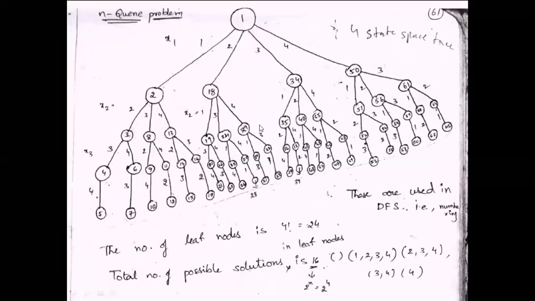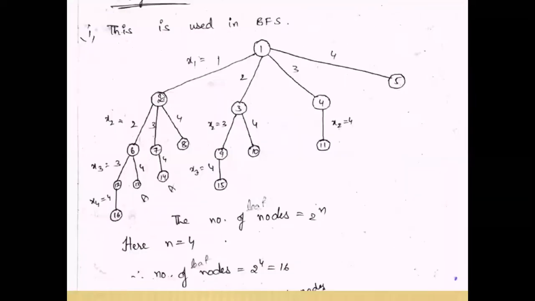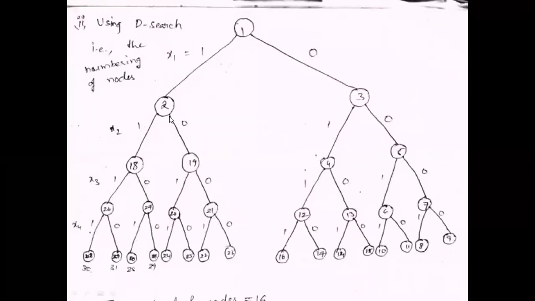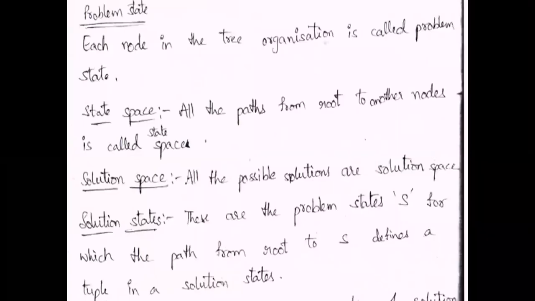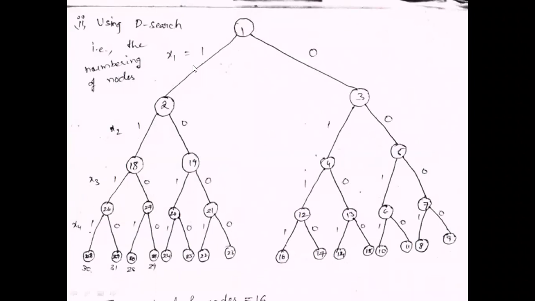For example, this is the solution space tree for the 4-queen problem. This is the solution space tree for the sum of subsets problem, where a solution is represented by fixed size representation. So there are different definitions in the solution space tree.